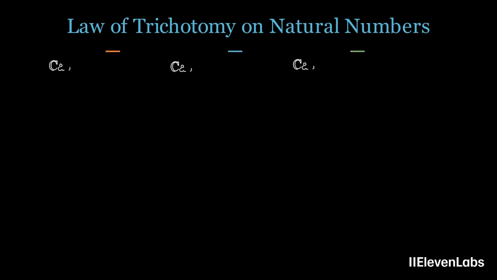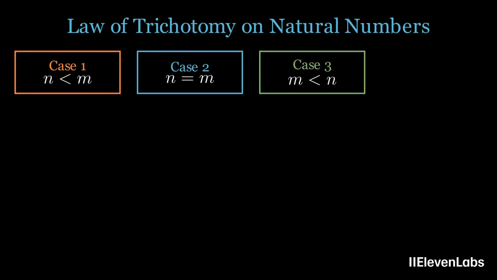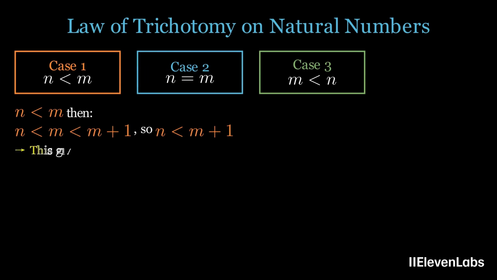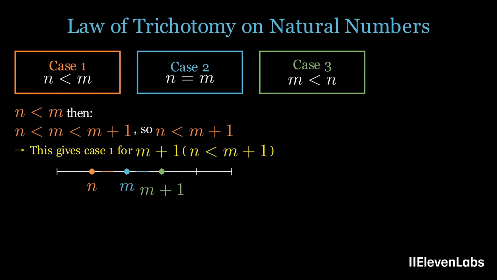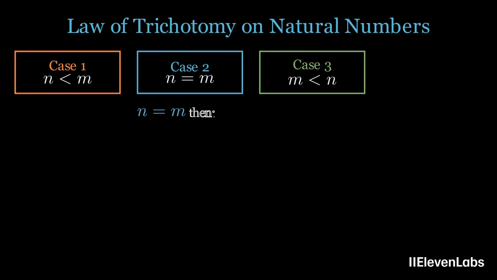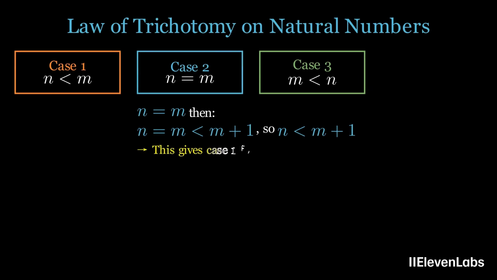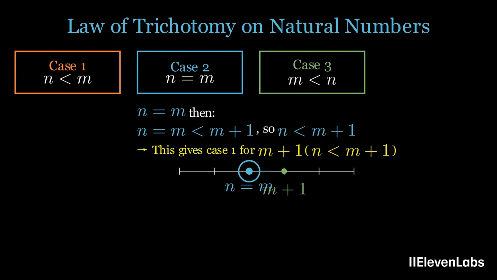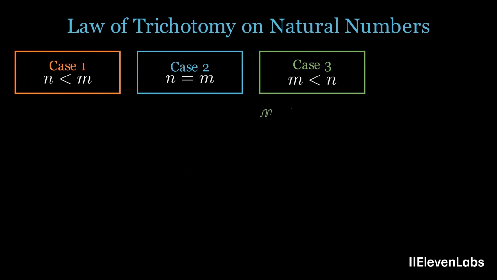In case 1, the induction hypothesis is such that n is less than m. Then it is obvious that n is less than m, and m is less than m plus 1. By transitivity, we have n is less than m plus 1, so case 1 is true for the successor s of m, or m plus 1. Next, if n equals m in the hypothesis, then n equals m, and m is less than m plus 1. This gives case 1 for the inductive step, for the successor s of m, or m plus 1.